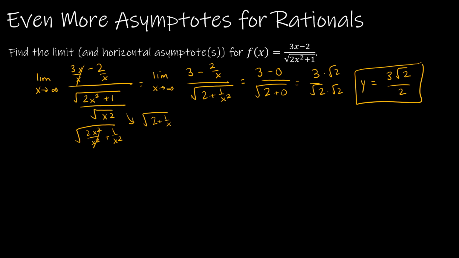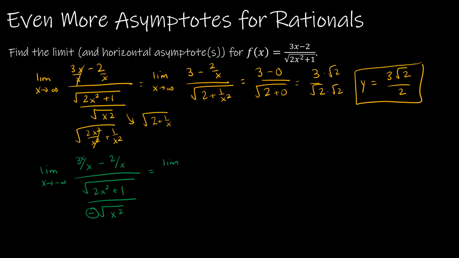Now, as we do this for the negative side, we need to include something just a little bit different. So it's mostly going to be the same. It's still 3x divided by x minus 2 divided by x. And this denominator, 2x squared plus 1, is now going to be divided by the negative square root of x squared because we're approaching negative infinity. Oops, this is supposed to be negative infinity. And so this is really the only difference. So what difference is that going to make?